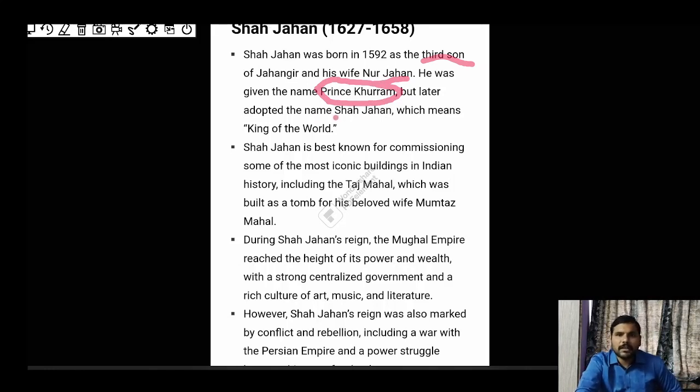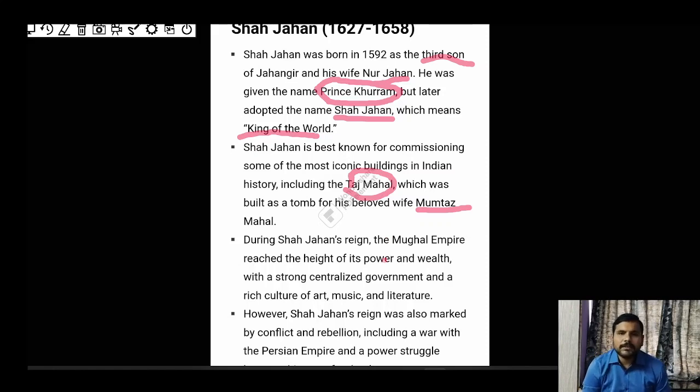Later on, he adopted the name Shah Jahan, which means the king of the world, and he is best known for Taj Mahal. His wife is Mumtaz Mahal. He built Taj Mahal in the memory of Mumtaz Mahal. Shah Jahan had many other buildings also, we'll see later on, but his most famous building is Taj Mahal.